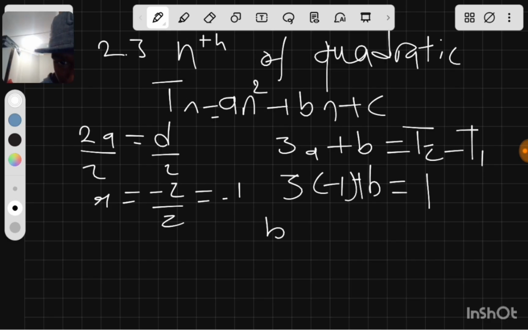So we're going to have b is equal to 4. Since 3 is going to be positive, it is going to be negative, and then we transpose it, we go that side, it's going to be 4. So we are going for c.